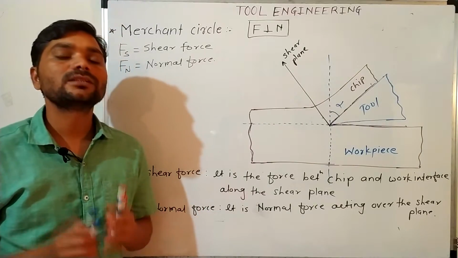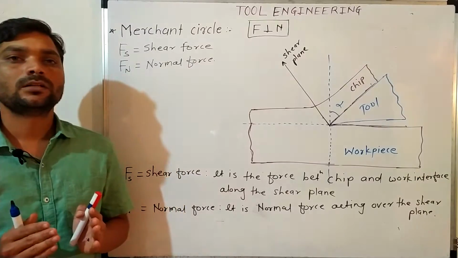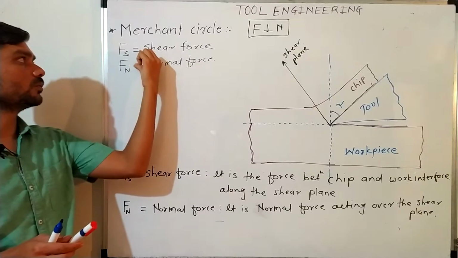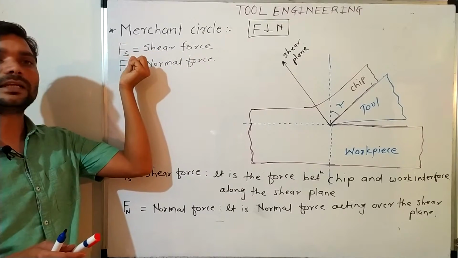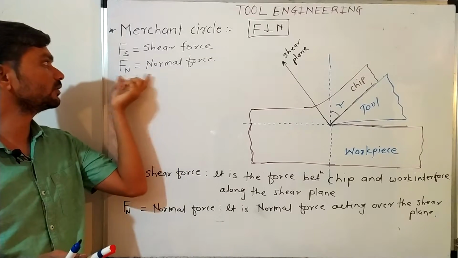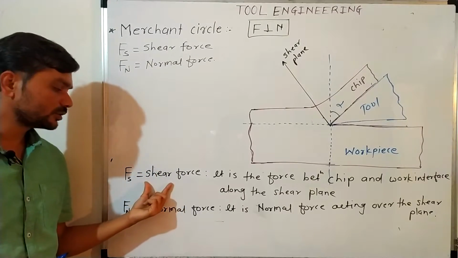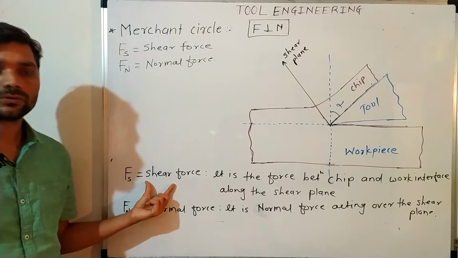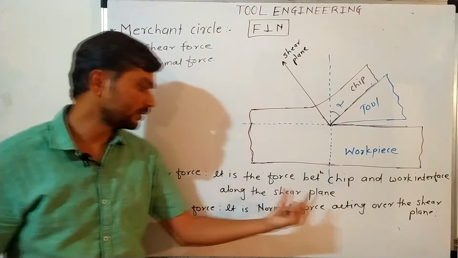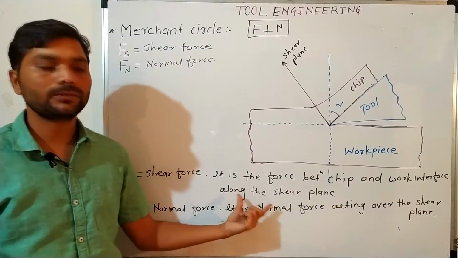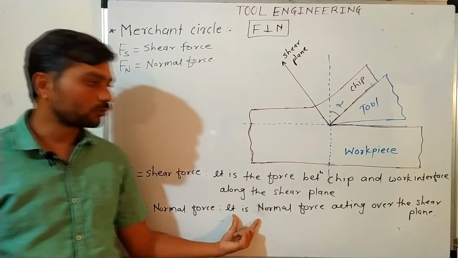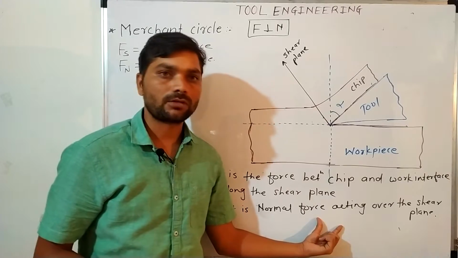Now we will discuss the third set of force, which is acting during the machining process over the workpiece. Here we have two forces. The first one is shear force, indicated with Fs, and the second force is normal force, indicated with Fn. First of all, we will see the basic definition of shear force. Generally we can say that it is the force between the chip and the work interface along the shear plane. Along the shear plane we get shear force, and the second one is normal force, acting over the shear plane.